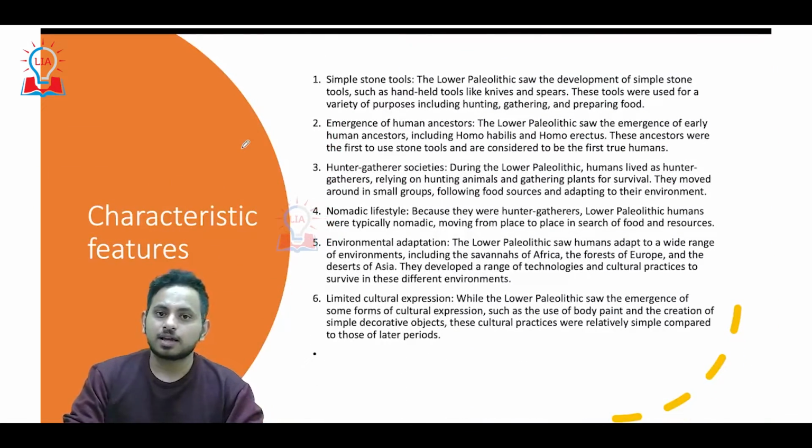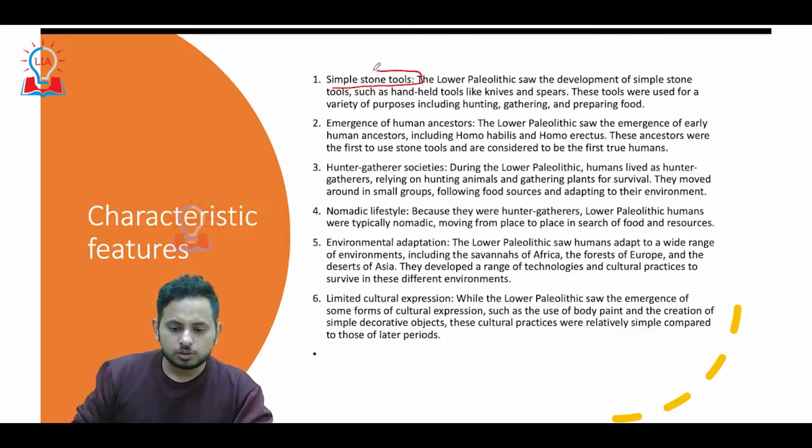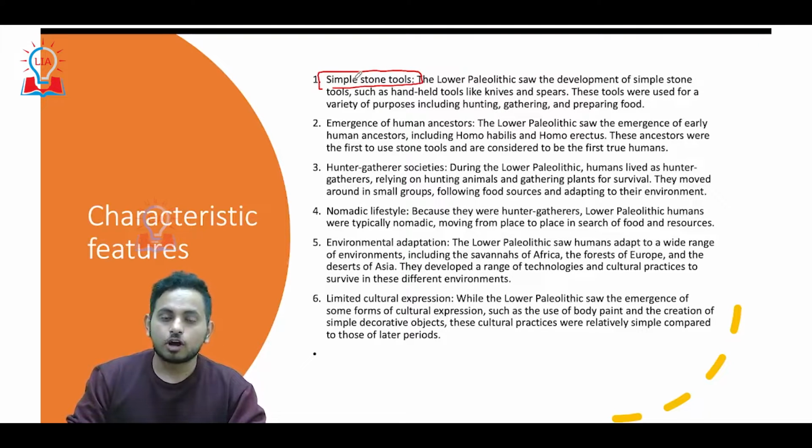So what are the general characteristic features of the lower Paleolithic period? This will be the discussion. Look at here. Simple stone tools. As of now, we have many developments in tool technology.